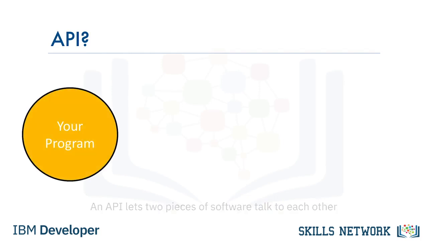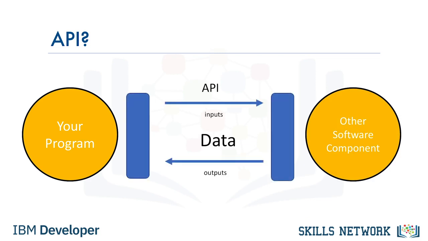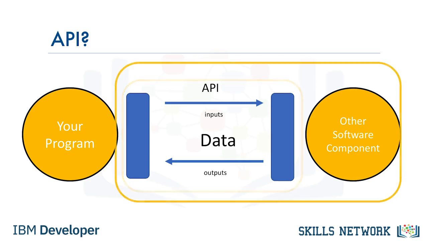For example, you have your program, you have some data, you have other software components. You use the API to communicate with the other software components. You don't have to know how the API works, you just need to know its inputs and outputs. Remember, the API only refers to the interface or the part of the library that you see. The library refers to the whole thing.